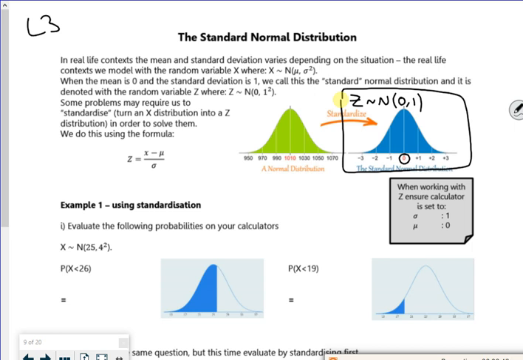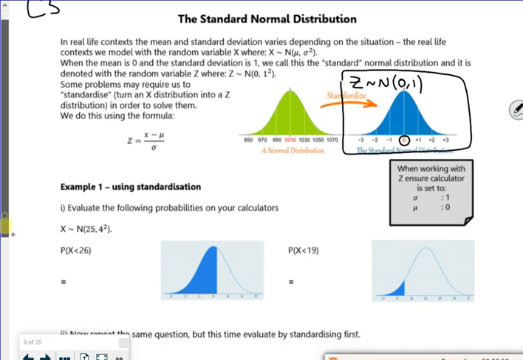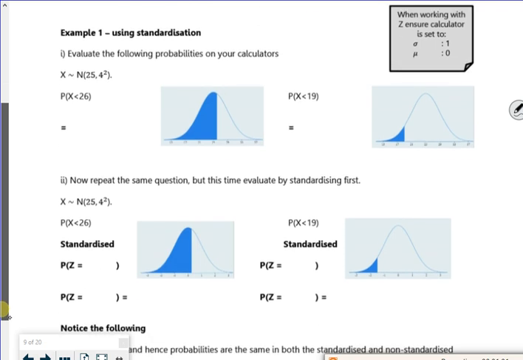And that was it. We had a set of tables, a big set of tables, and you looked up different values of Z and it gave you a probability. So when we started teaching this, we did quite a lot of standardizing, but we don't really need to.